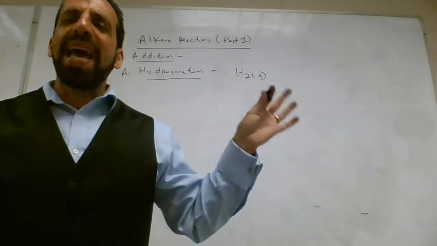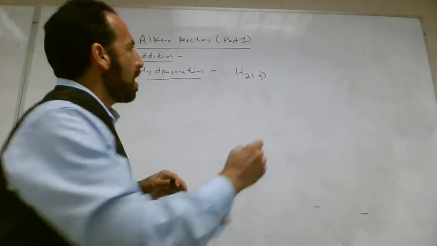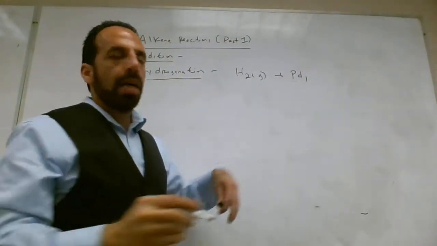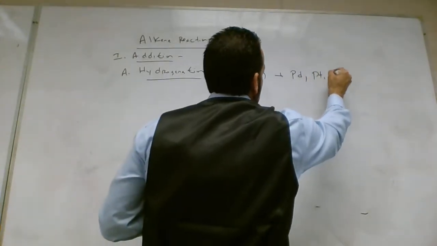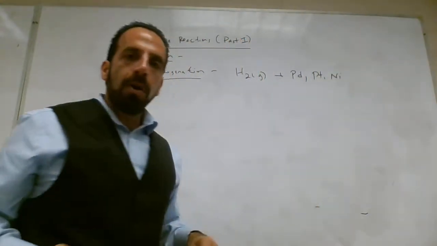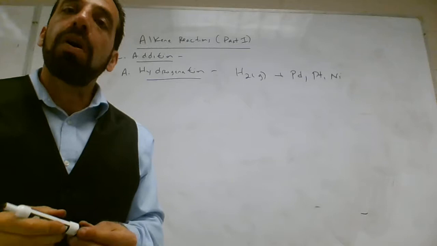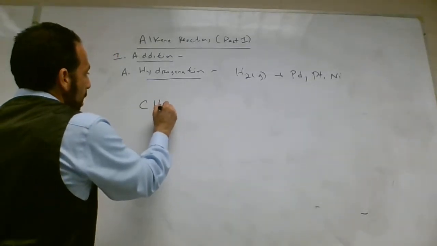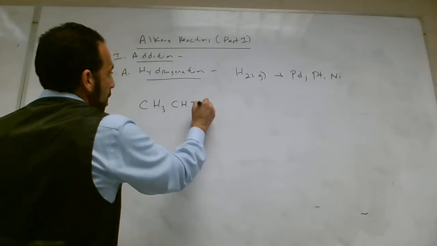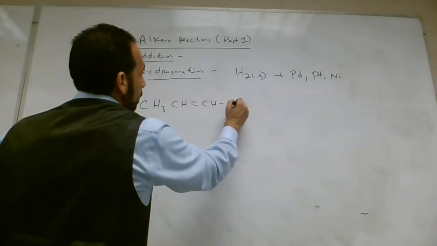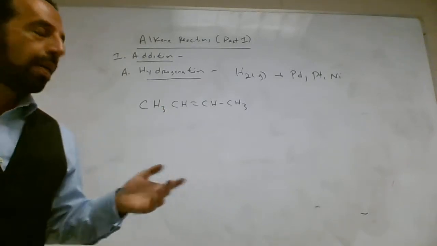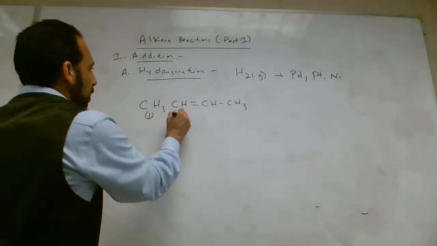And I need some type of catalyst for this. A lot of times, we can use something like palladium, platinum, nickel. I mean, whatever you have on hand is going to work fine. So let's jump into a quick example here. Okay. So this one right here is actually 2-butene. So let's label it.